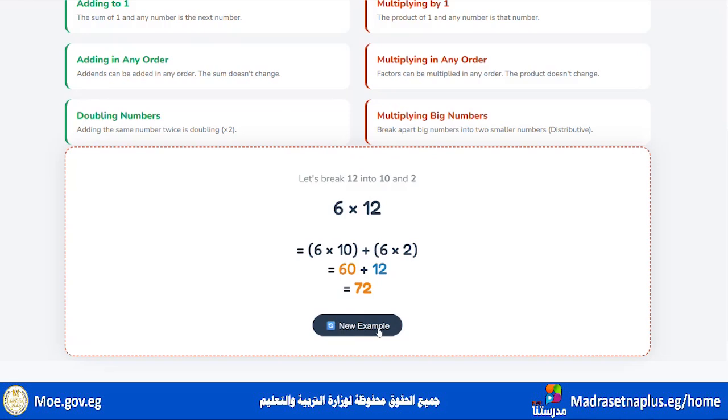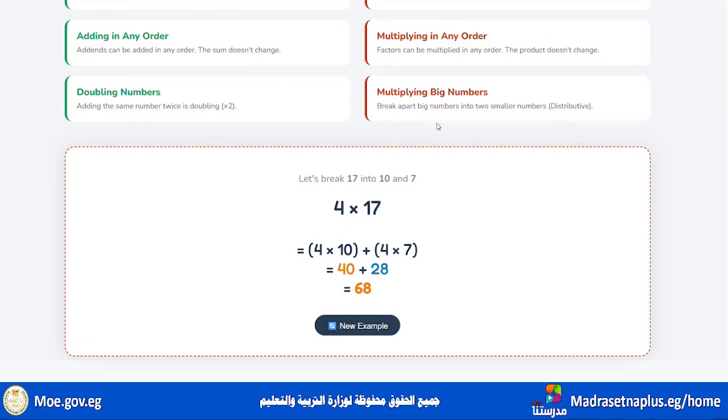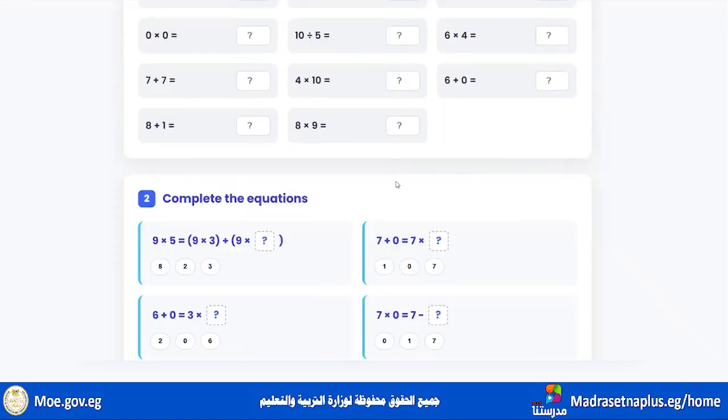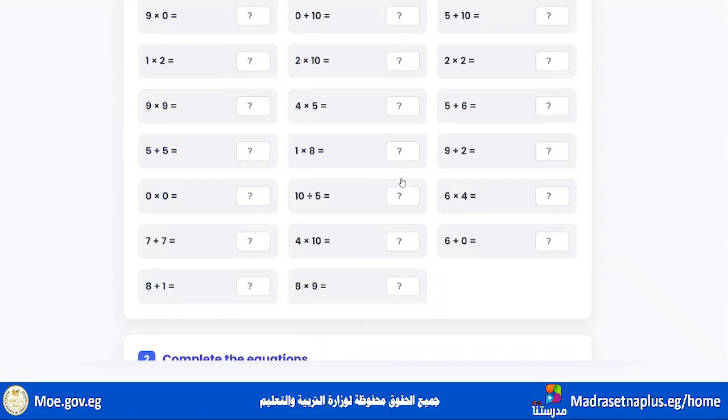6 times 12, split 12 into 10 and 2. 6 times 10 plus 6 times 2, 60 and 12 equals 72. 4 times 17, 4 times 10 and 4 times 7, 40 and 28 equals 68. This is called the distributive property. It's simple.